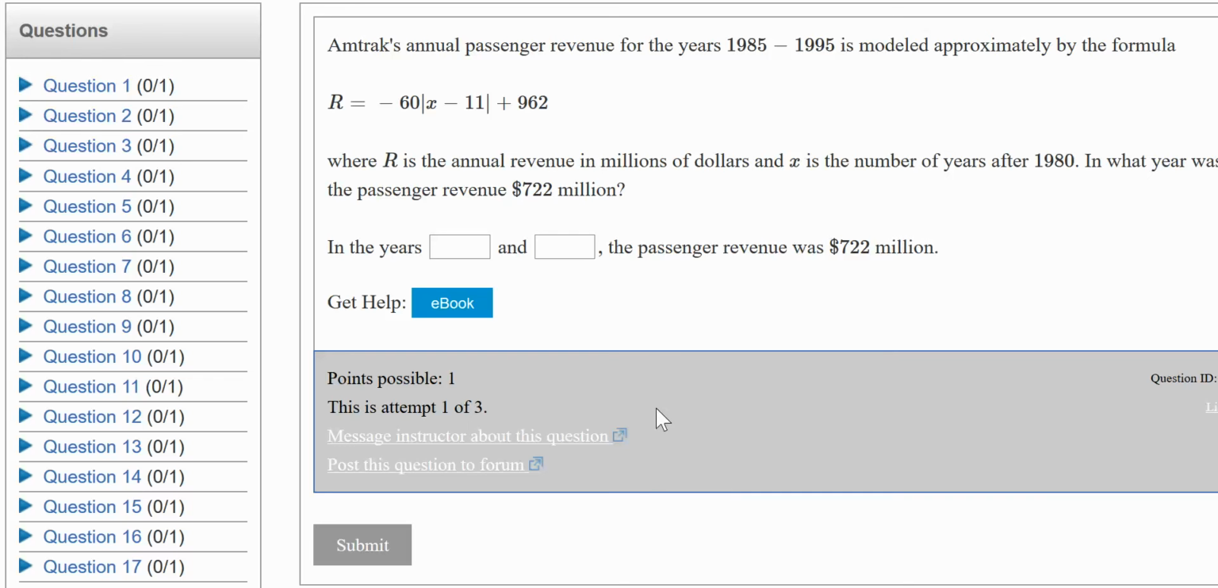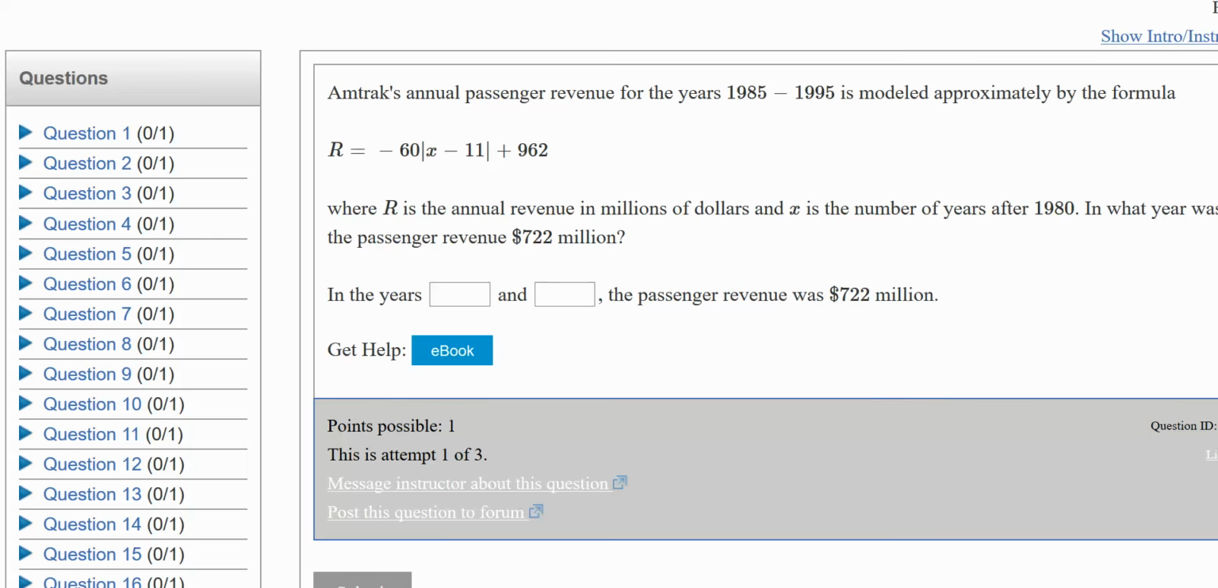All right, we had a question on number 2.5, number 20. So the last problem of number 20 says Amtrak annual passenger revenue. There it is, modeled by this particular formula. Notice it has an absolute value marker in it. So these are absolute value equations.